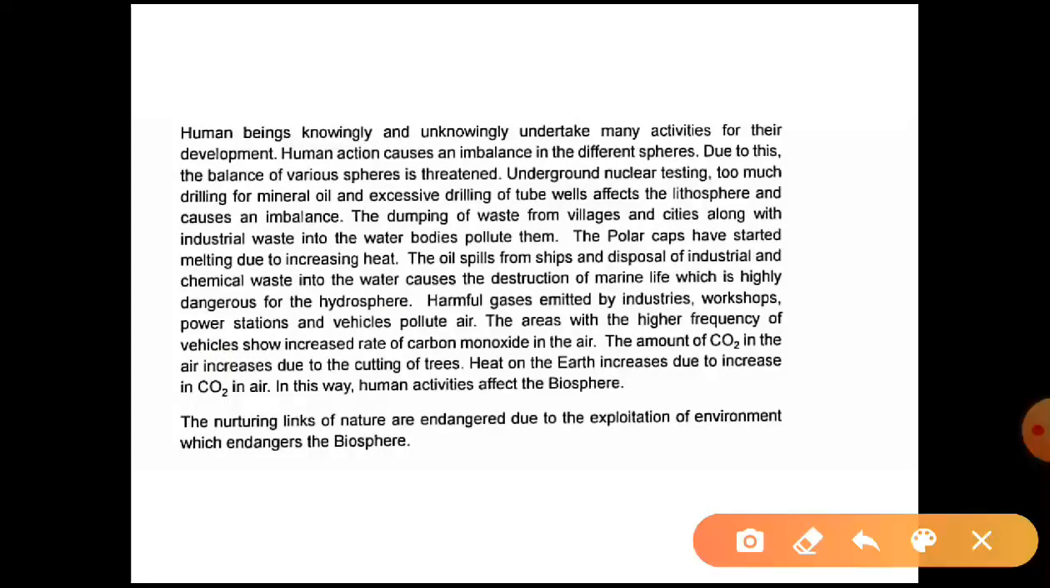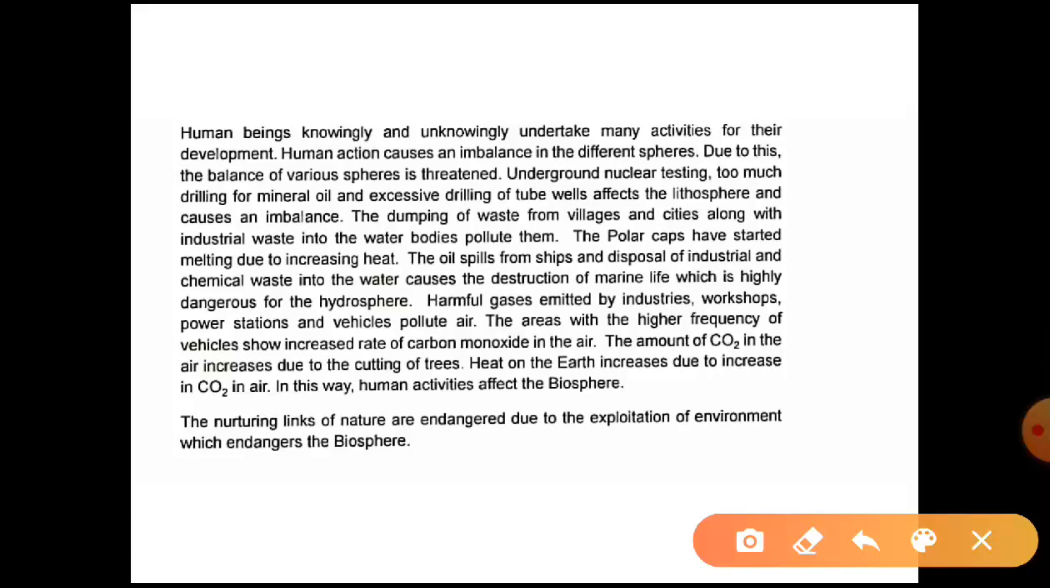The polar caps have started melting due to increasing heat. Because of the cold at the polar regions, the north pole and the south pole, and on the high mountains, we can see the ice caps. Now slowly the temperature is increasing, the heat is increasing, and because of that all these ice caps have started melting.